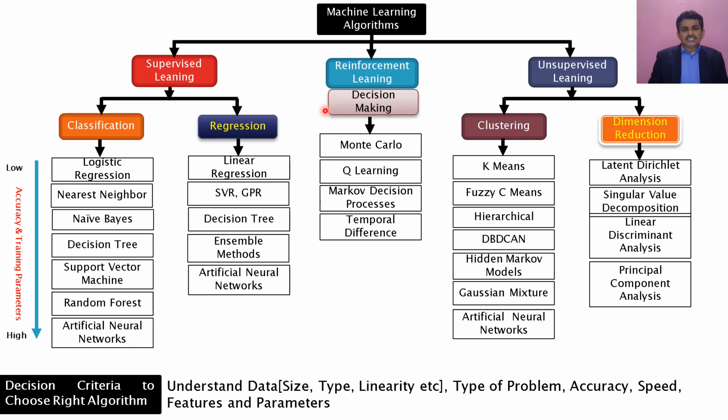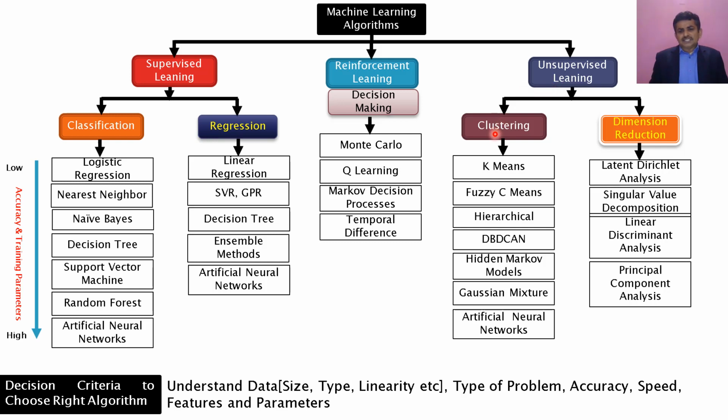In reinforcement learning, decision making is involved. The popular types of algorithms are Monte Carlo, Q-learning, Markov decision process, and temporal difference. These types of algorithms are involved while we are dealing with data that involves penalty and reward. Although I am not going into the detail of these algorithms, in my next video I can provide you further details. The unsupervised learning algorithms can be of two types.